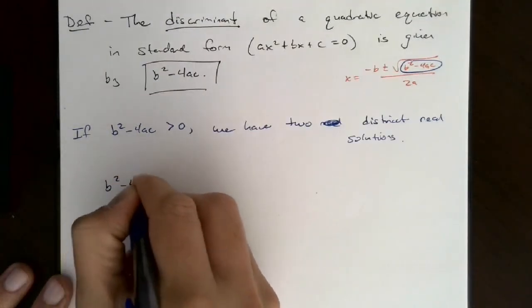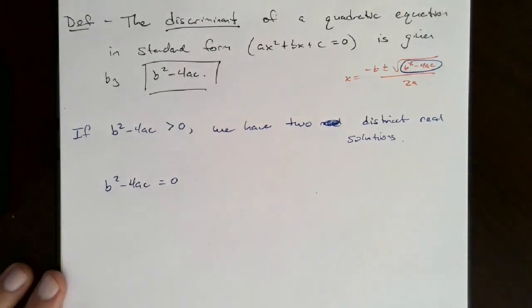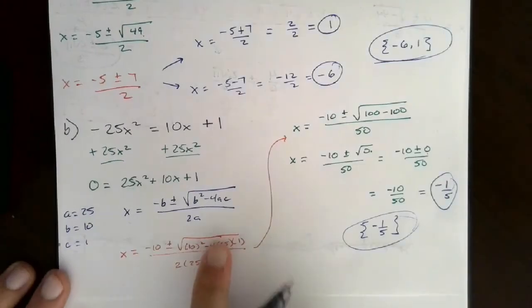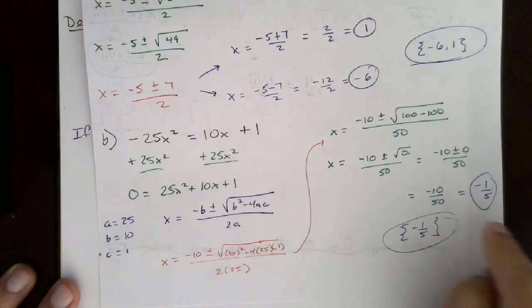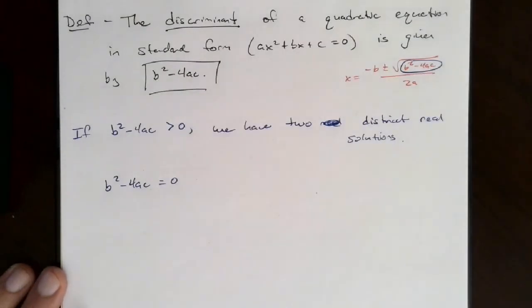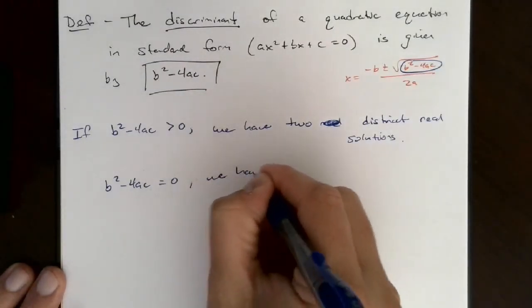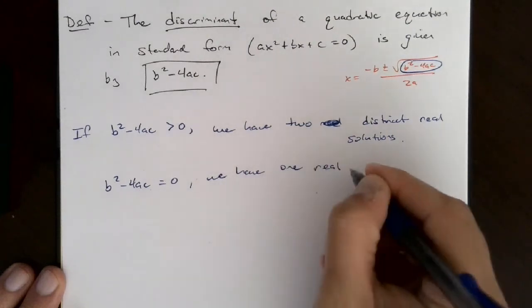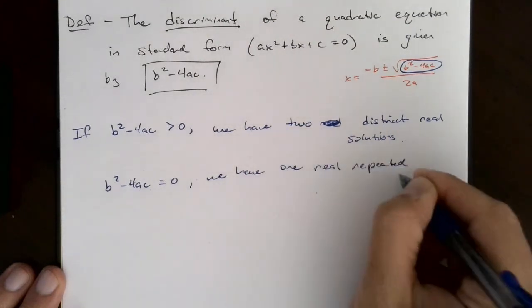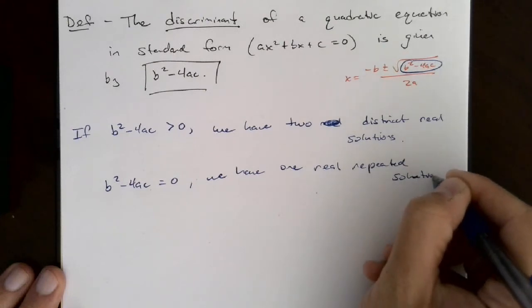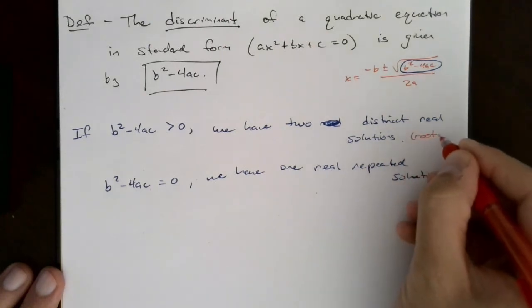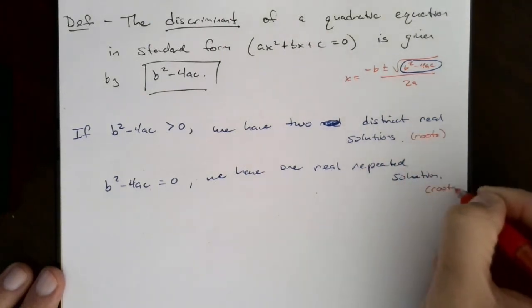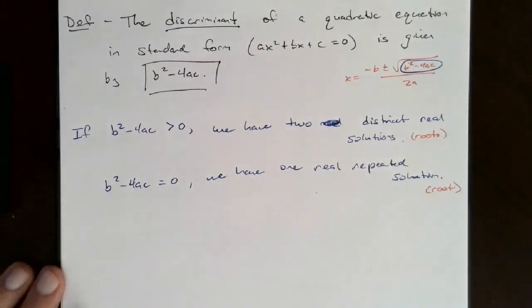If b squared minus 4ac equals 0, kind of like what we saw in the second example here, right, that part b squared minus 4ac, the discriminant, came out to 0. You only had one real repeated solution is what we call it. So we have one real repeated solution. It's really one solution, but we say repeated because of the plus or minus part. Now sometimes for solutions they might use the word roots or root. Those are used interchangeably as you go forward in math. We'll talk more about that as we go forward.